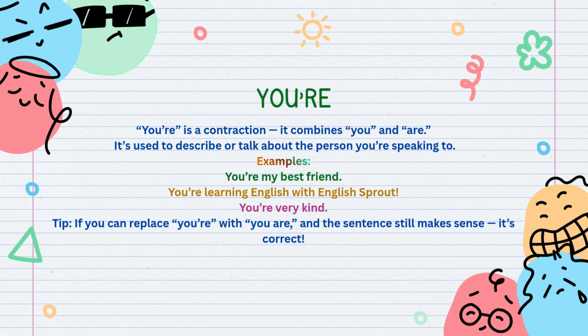Next, "you're." "You're" is a contraction. It combines "you" and "are." It's used to describe or talk about the person you're speaking to. For example, you're my best friend. You're learning English with English Sprout. You're very kind. Here's a quick tip. If you can replace "you're," which is "you are," with "you are," and the sentence still makes sense, it's correct.